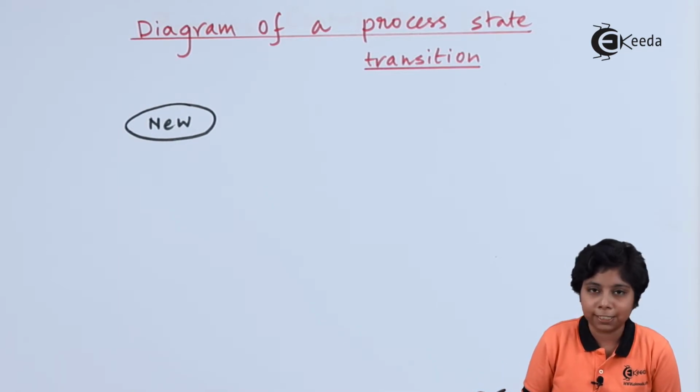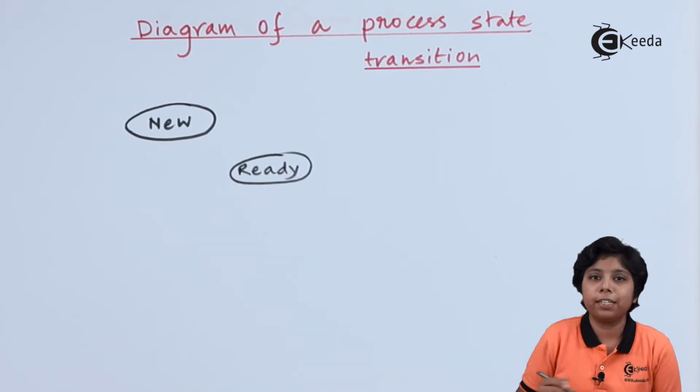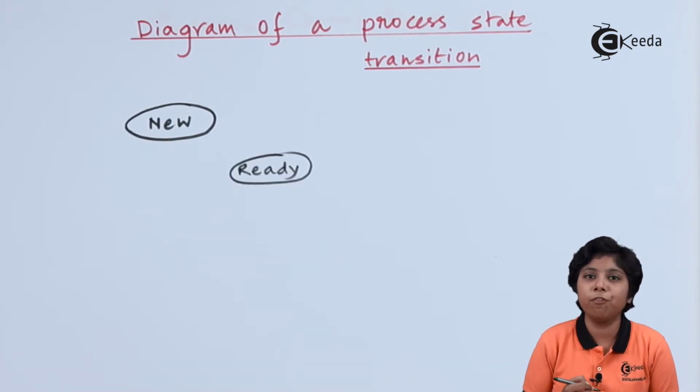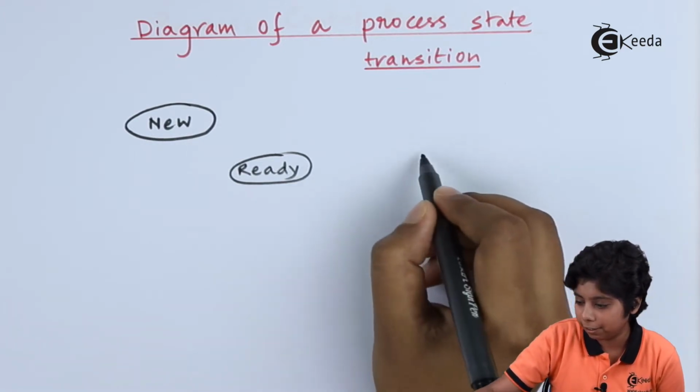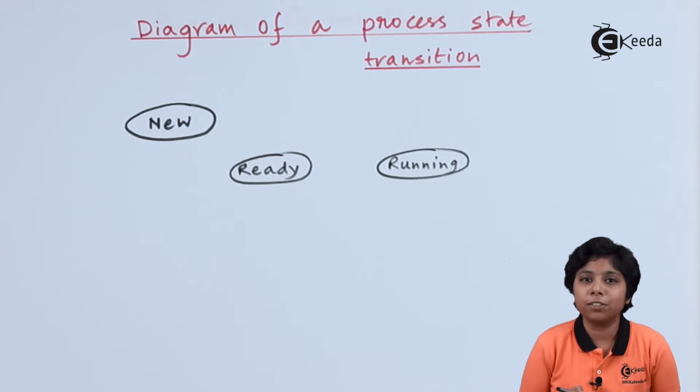The next state is the ready state. The ready process is awaiting execution and allotment of the CPU. The next process state is the running state. In the running state, the process is actually executing.